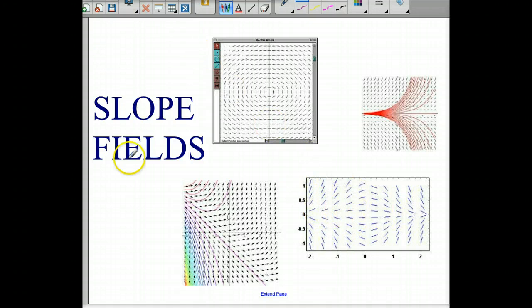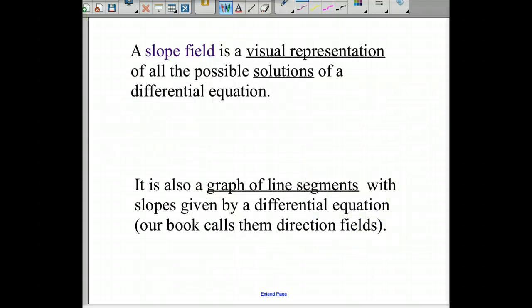So slope fields are different types of graphs based on the slopes at different points. And we know that we find the slopes based on derivatives. So a slope field is a visual representation of all the possible solutions of a differential equation. It's a graph of line segments with slopes given by that differential equation. Our book sometimes calls them direction fields in different places, or you might see that on a standardized test, direction field or slope field.